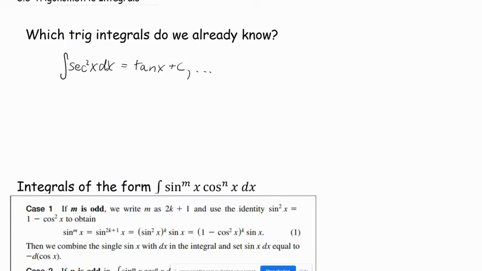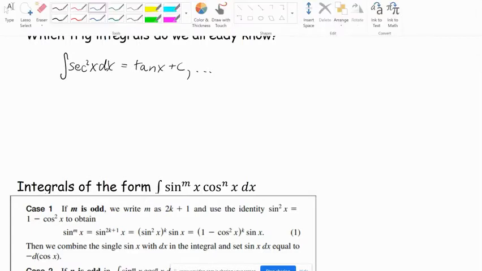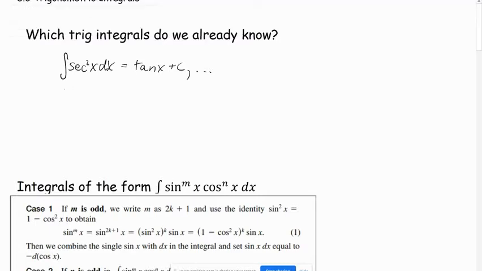So there are some trig integrals that we already know how to evaluate. For example, the integral of secant squared we know is tangent. What are some other integrals that we already know how to evaluate? We know the antiderivative of sine x dx is negative cosine x plus c. We know the antiderivative of cosine x is sine x plus c.